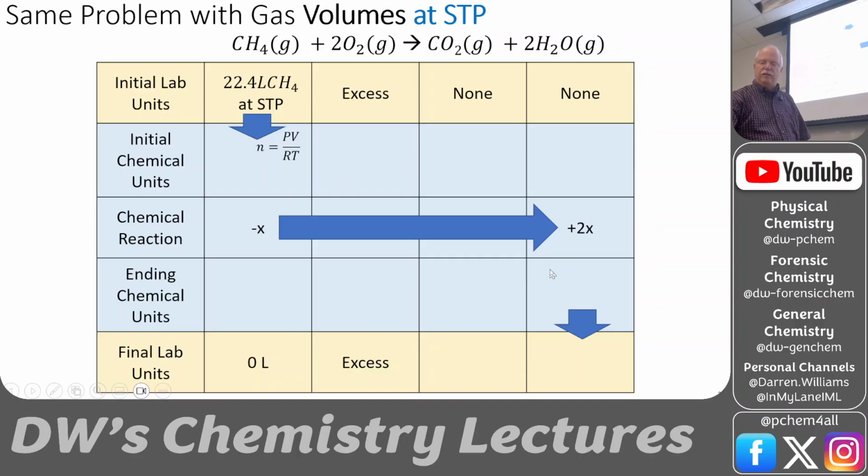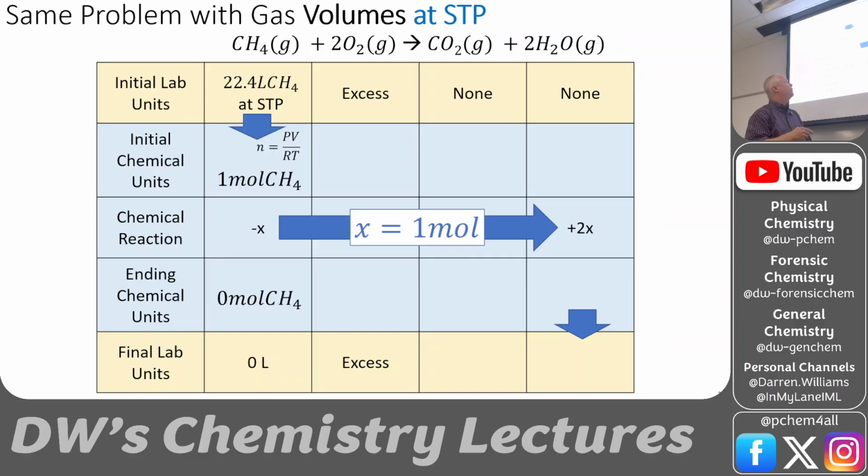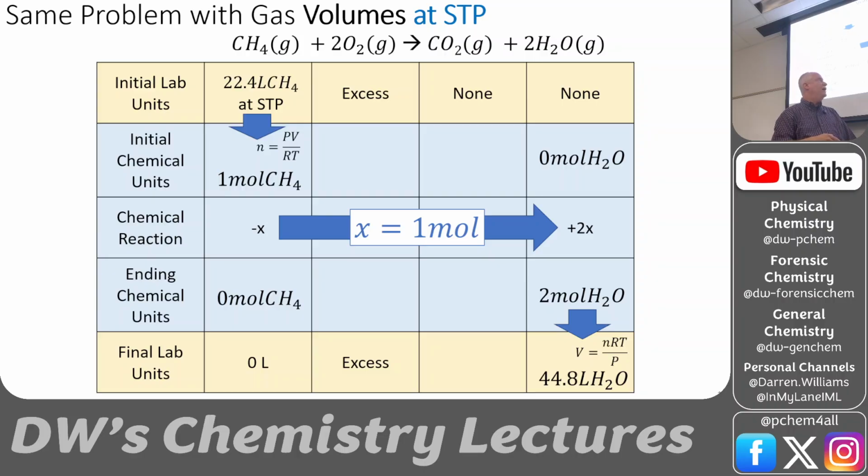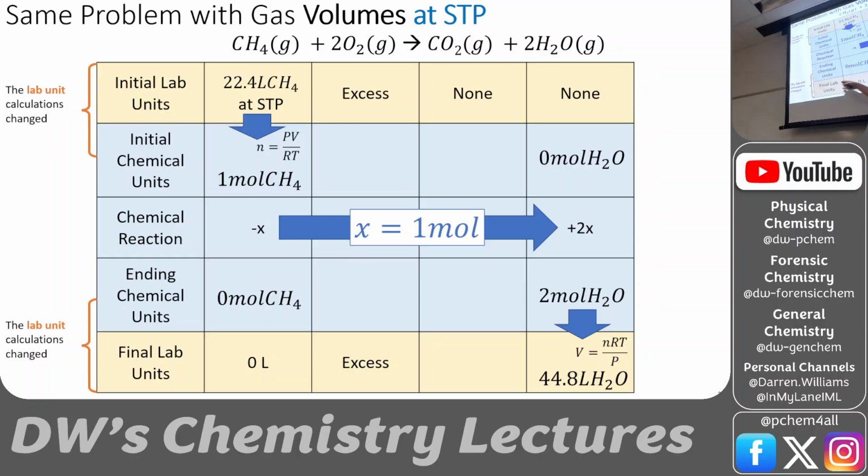And so this is the mass action table illustrating what we just did. We used the ideal gas law here to get out of liters and into moles. We took that all the way to 0, so our X was 1 mole. We started with 0 moles of water, and we ended up with 2 moles of water. And then we used the ideal gas law to solve for volume, and we got 44.8 liters of water. And notice that the lab unit calculations changed, but the chemical unit pieces did not change.